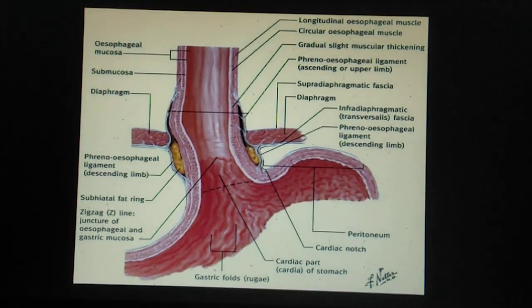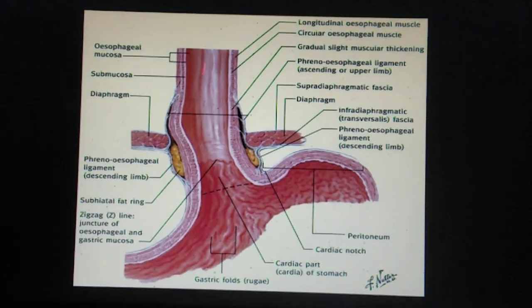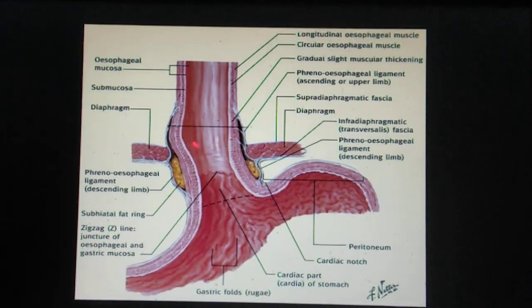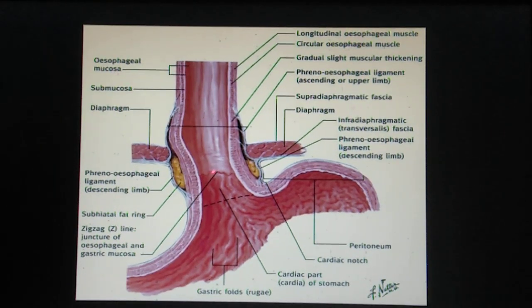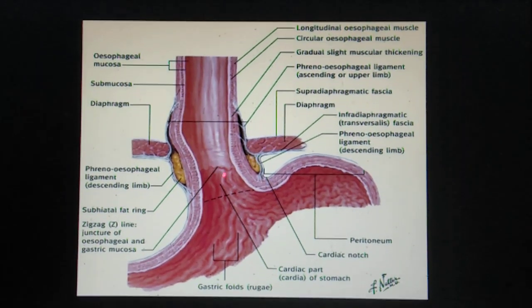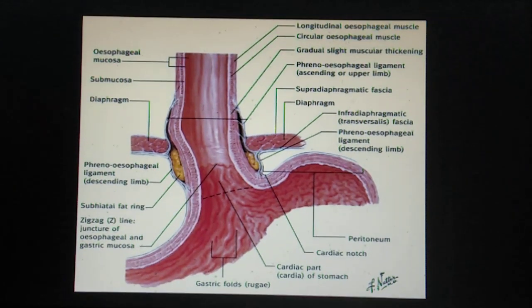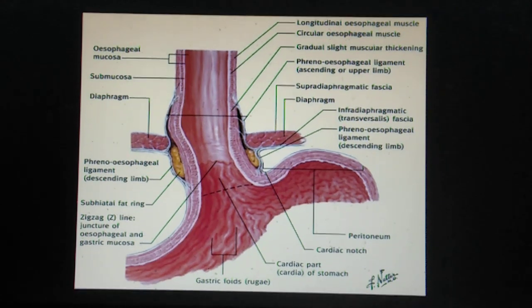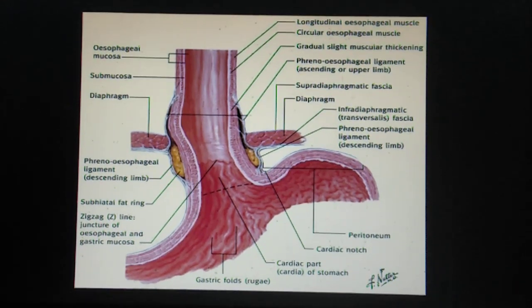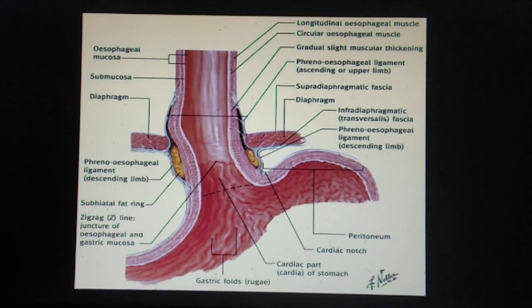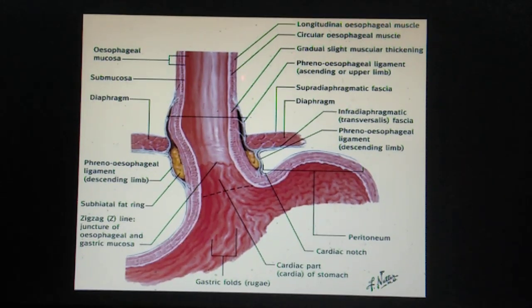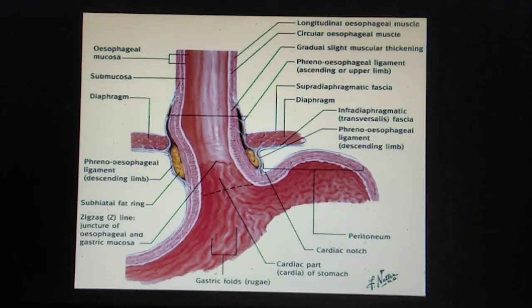Here you can see the site of the lower esophageal sphincter. You can see the Z line. This is a junction of esophageal and gastric mucosa. The esophagus is made up of outer longitudinal muscle fibers and inner circular muscle fibers. In the thoracic part, basically the serosa is absent. However, it is seen in the intra-abdominal portion.